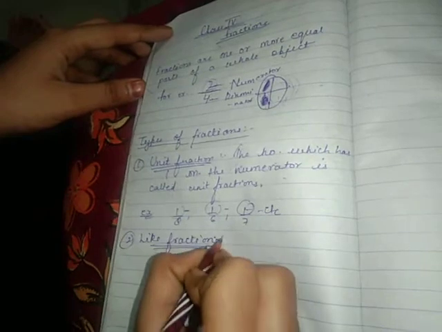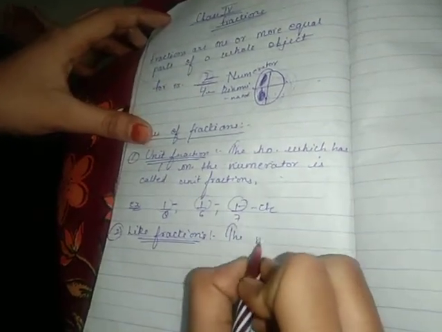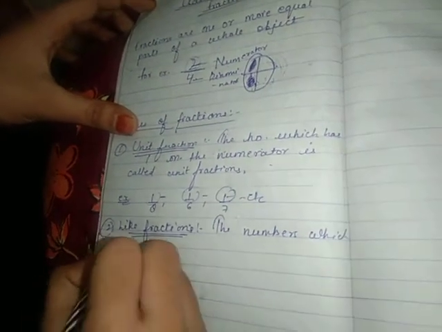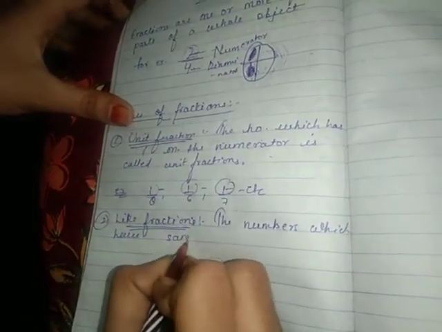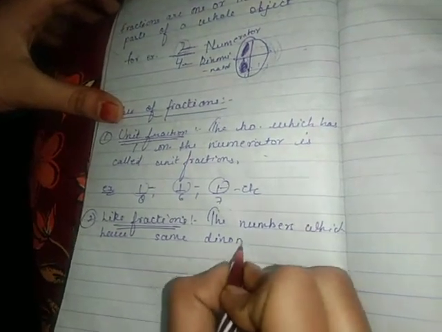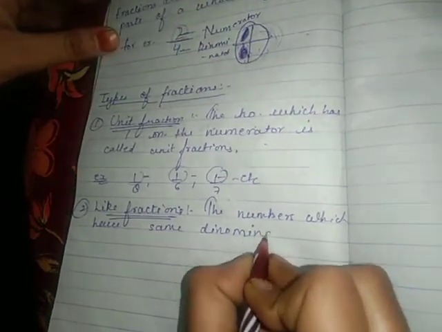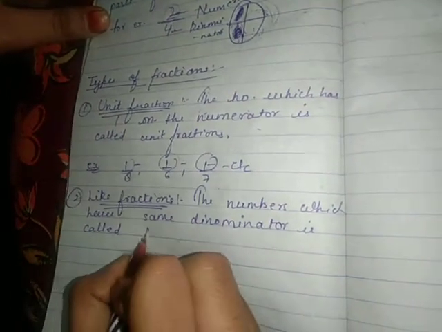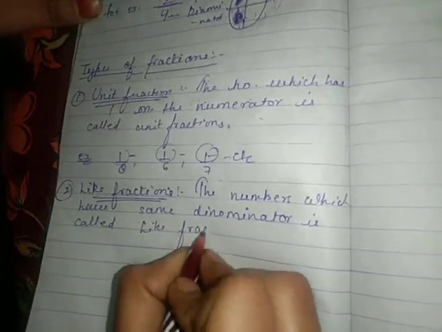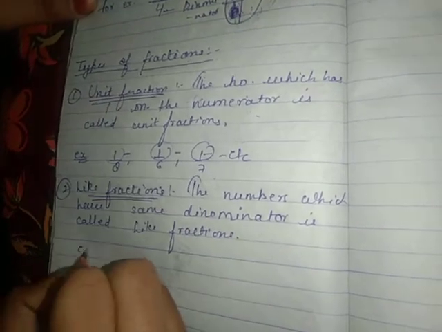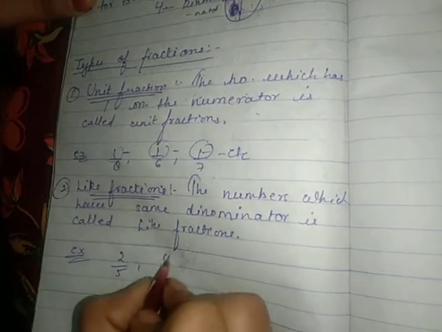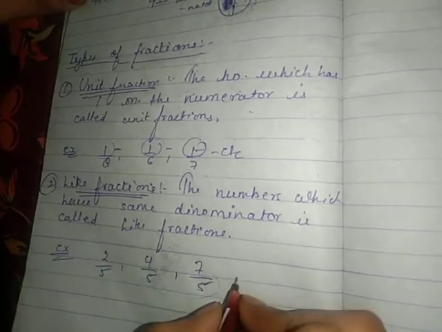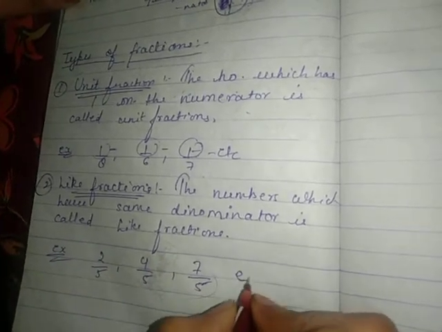Understood? The next type is like fractions. What are like fractions? The numbers which have the same denominator, meaning the lower part of all the numbers is the same, are called like fractions. Understood? For example, 2 upon 5, 4 upon 5, 7 upon 5. These are like fractions because all the denominators are the same.